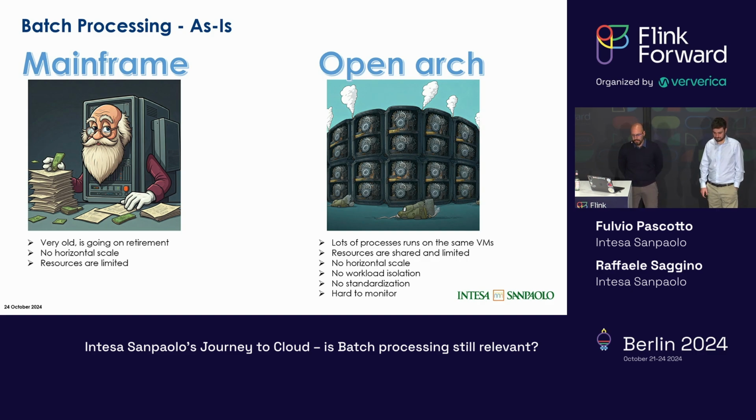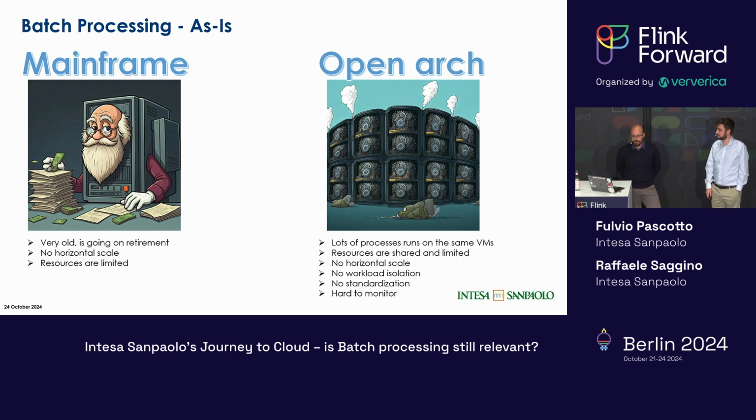On the other side, we have the open architecture, where there are lots of virtual machines packed with many applications that share resources and obviously don't scale horizontally. And also there are really no standards in the implementations, and the monitoring is hard and is left in the hands of the development team. So what options do we have to migrate these batch jobs to the cloud?